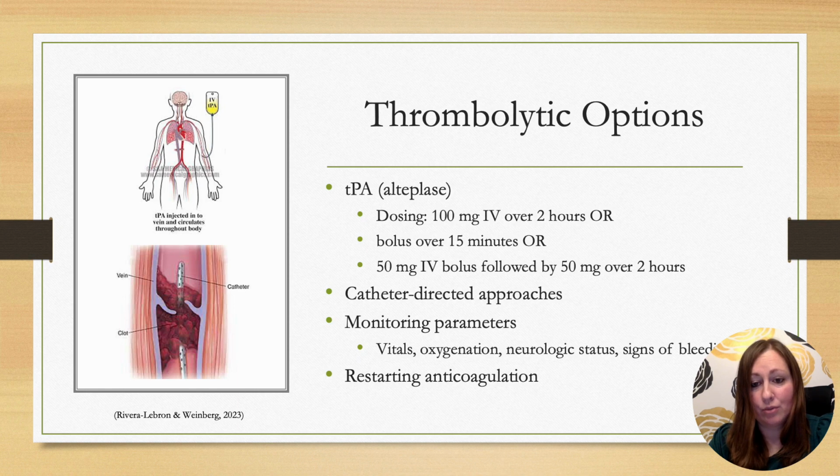TPA can be dosed in 3 ways. The most common way is 100 milligrams IV over 2 hours. In more urgent situations, however, it can be given as a bolus infusion over 15 minutes or as a 50 milligram IV bolus followed by the other 50 milligrams over 2 hours. Improvement is generally seen in the first hour of therapy.